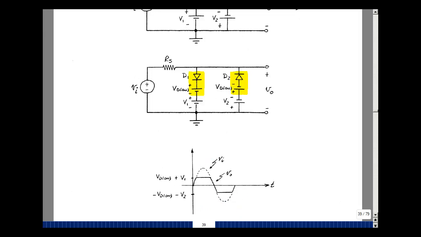What's interesting here, though, is when this diode is conducting, this reference voltage is absorbing power. And when this diode is conducting, this reference voltage is absorbing power. So we'll be able to put in here what are called Zener diodes. These are diodes that can create a reference voltage, but they can only absorb power.